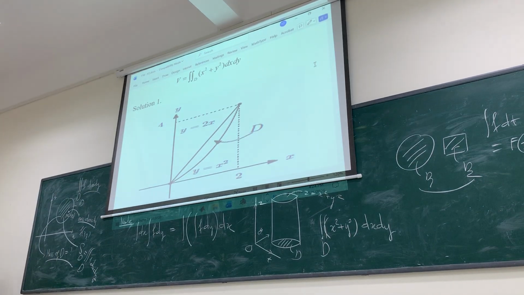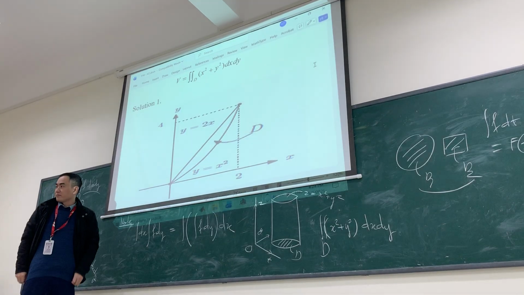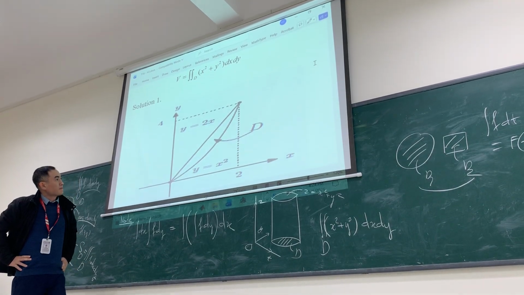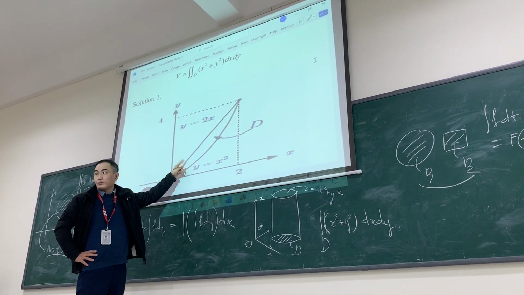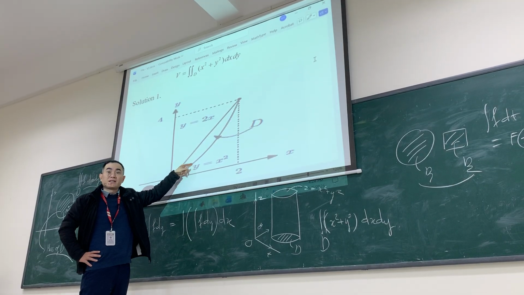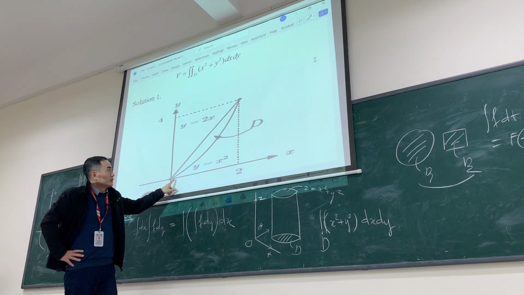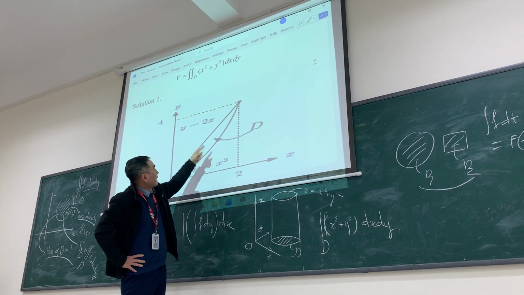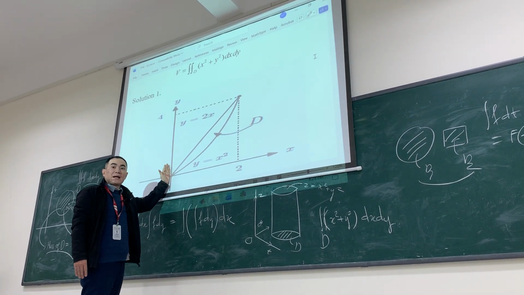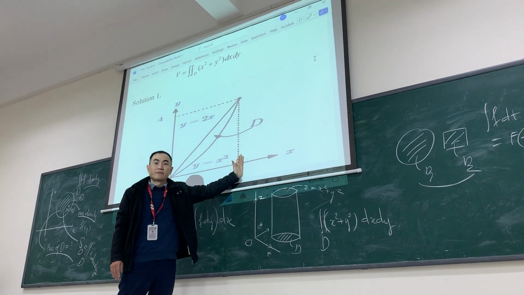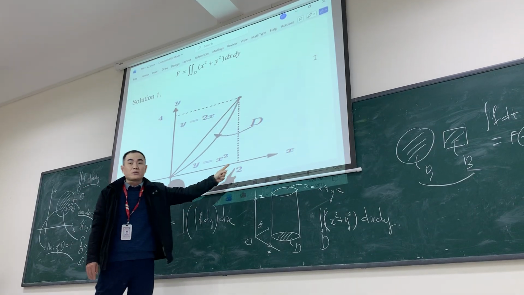Now, for domain D, we use type 1. We can find the intersection of two curves. This one here corresponds to x equals 0, and this one here corresponds to x equals 2. Does that mean we can find that x varies from 0 to 2? So a equals 0, b equals 2.